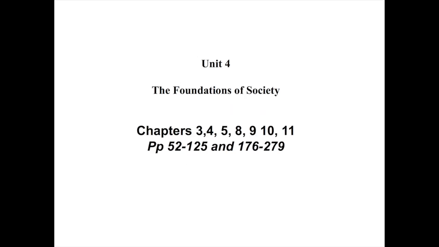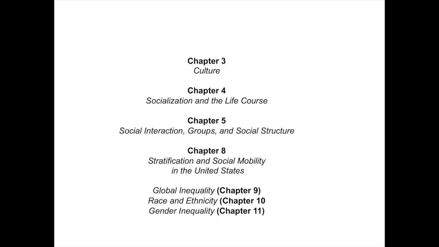This section is a little more difficult. This is Unit 4, and we call it the Foundations of Society. Notice that it runs in several different chapters in the textbook, and the next slide shows that Chapter 3 in the textbook is Culture. 4 is Socialization and Life Course. Chapter 5, Interaction, Social Groups, and Structure. And 8 is Stratification and Social Mobility in the United States.